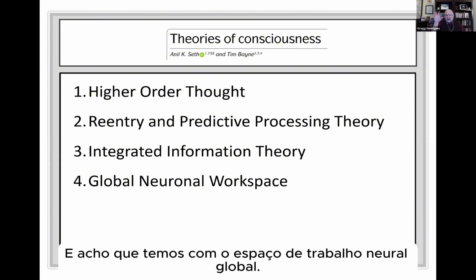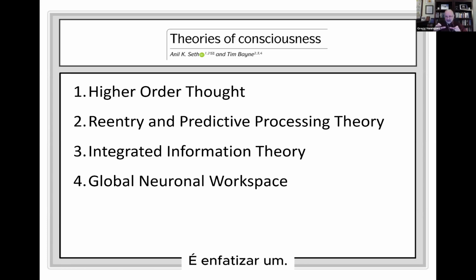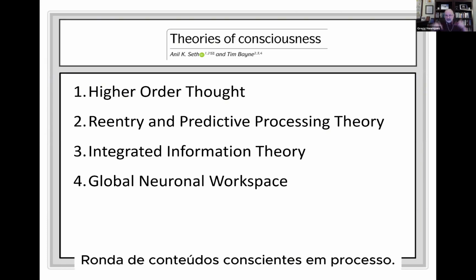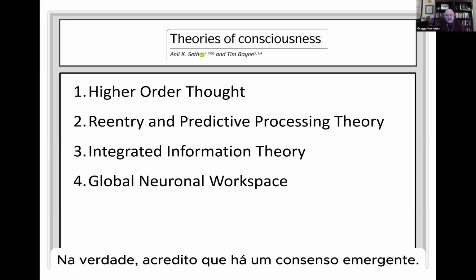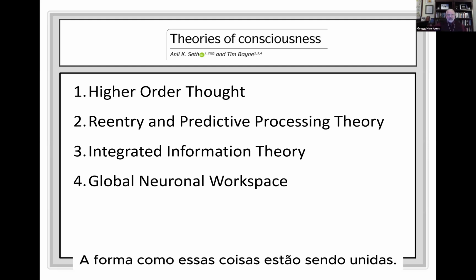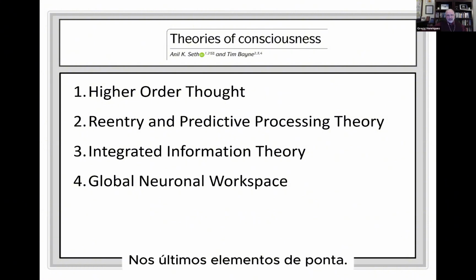I think there's a synergistic working between the back of the brain and the front of the brain, surprisingly enough. And I think what we've got with global neuronal workspace versus integrated information is two emphases, one on the ground of conscious contents that are being perceived and integrated, and one on the subjective self that's attending to, remembering, and focusing. And in fact, I think there's a lot of emerging consensus that that's basically the way these things are getting put together in the latest cutting edge elements.